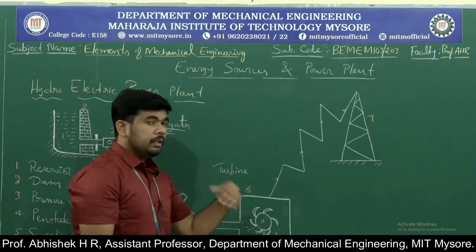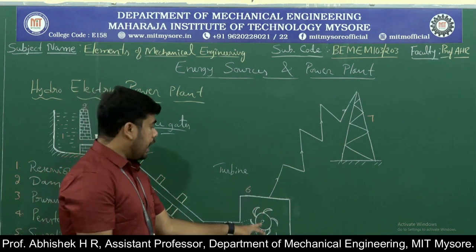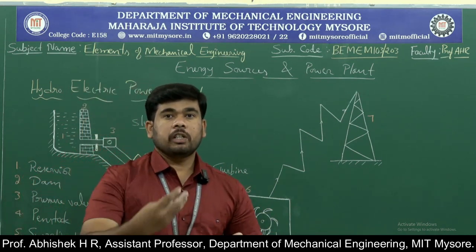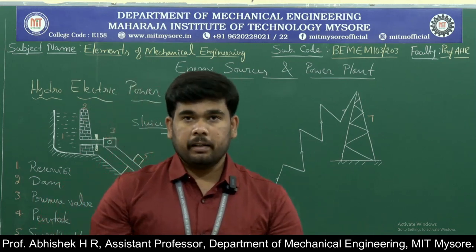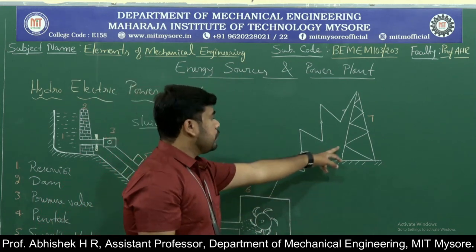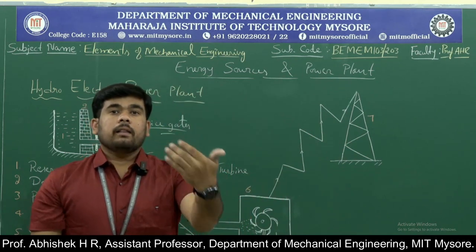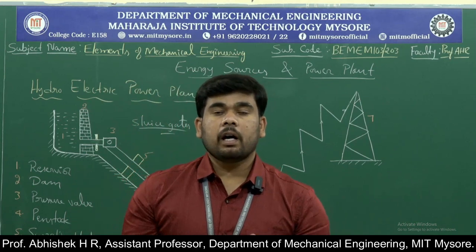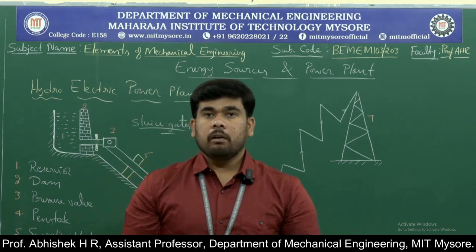Because of this, the turbine is rotating, and the shaft, which in turn is connected with the turbine, is going to rotate and generate the electricity using the generator, and that electricity is stored in the transmission tower. Thereafter we can use it whenever it is required. So this is how a hydroelectric power plant works.